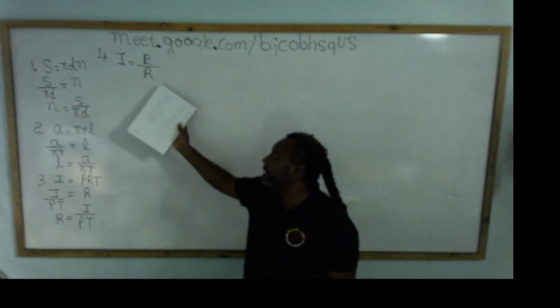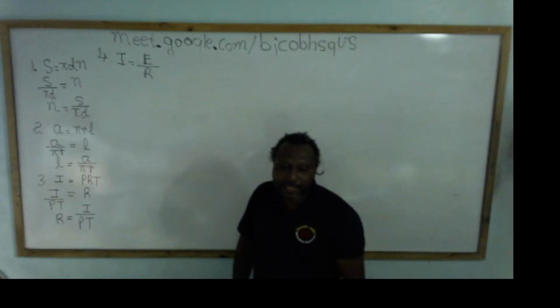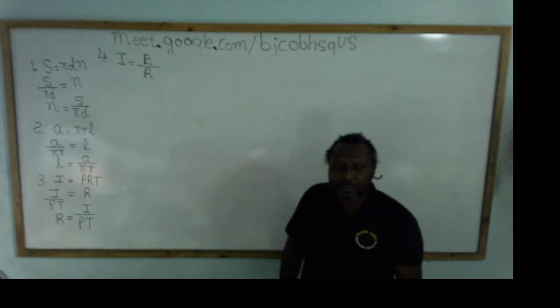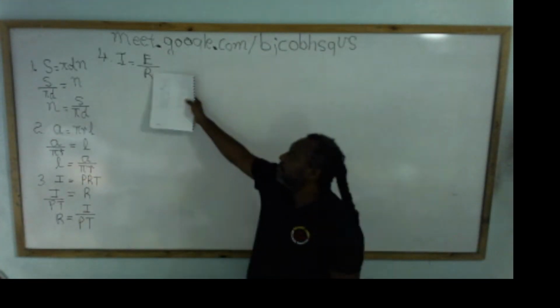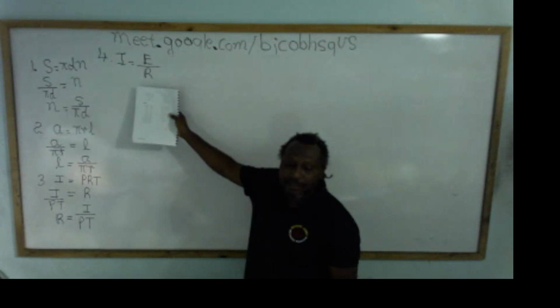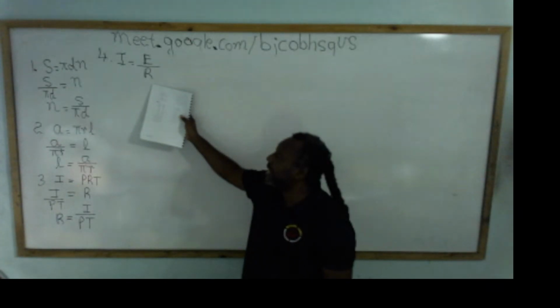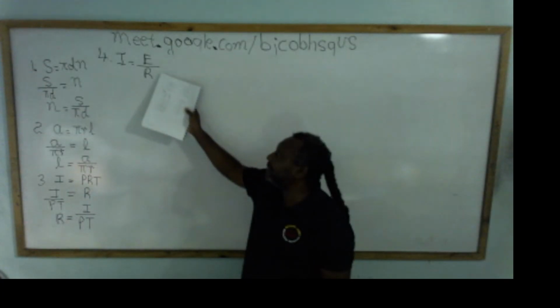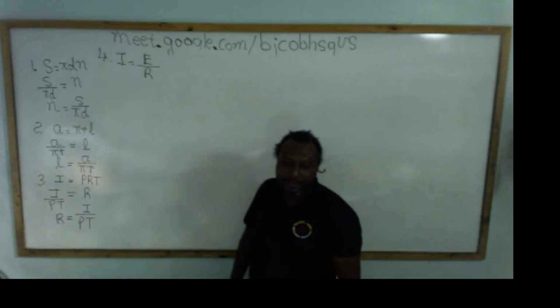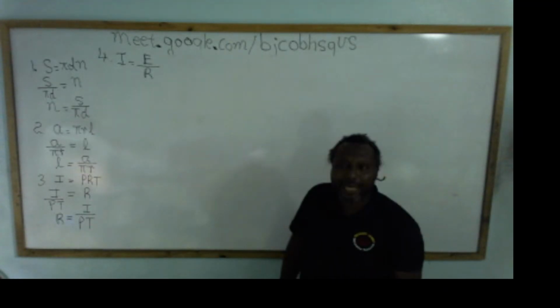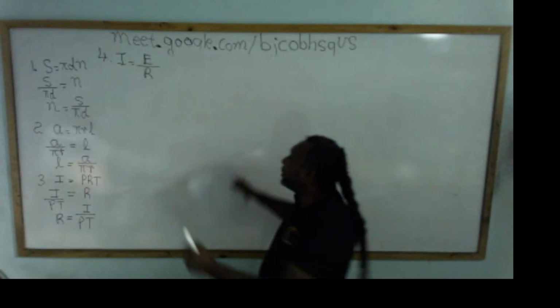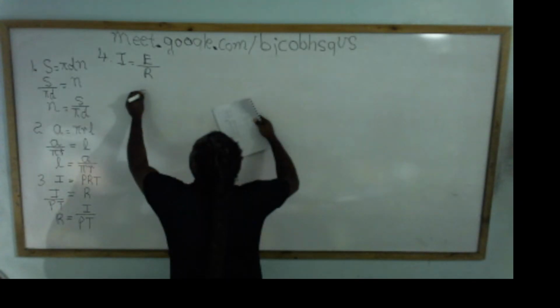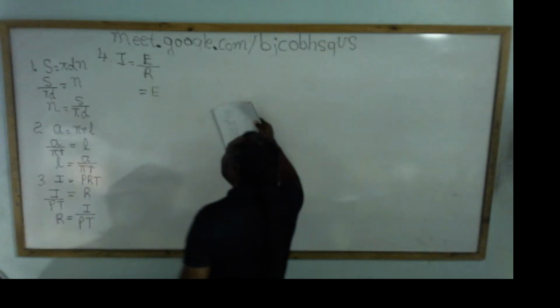Because it's in the denominator, we may go straight ahead and eliminate it from the right-hand side. It is being divided on the right-hand side. So we have E divided by R. We are eliminating the R, which is in the denominator. That means E is being divided by R. And because of that, we will eliminate R by multiplying by R. So when we multiply by R, it is eliminated from the right-hand side.